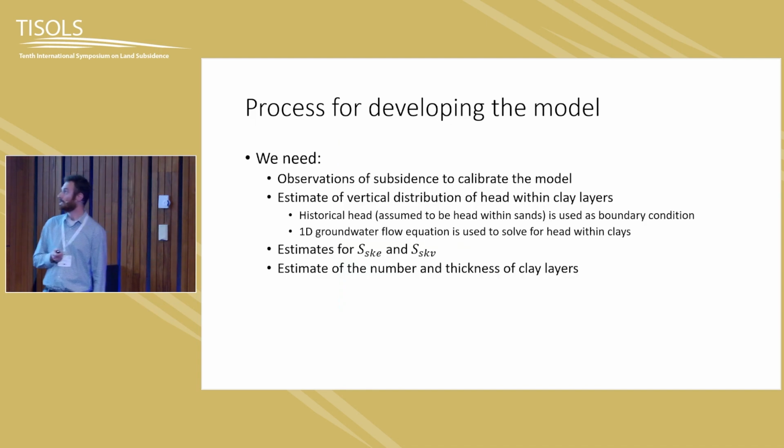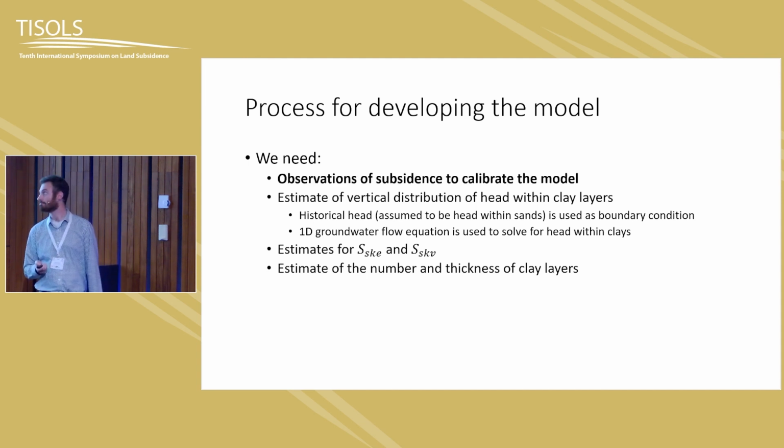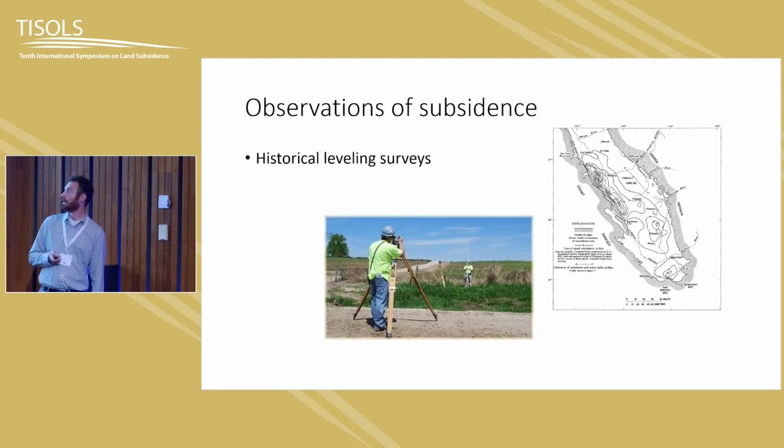Okay, so some things that we need. We need observations of subsidence to help us calibrate our model. We need an estimate of the vertical distribution of head within our clay layers so we can simulate the subsidence. And then we need estimates for our hydrologic and our geomechanical properties, right? So we'll talk first about observations.